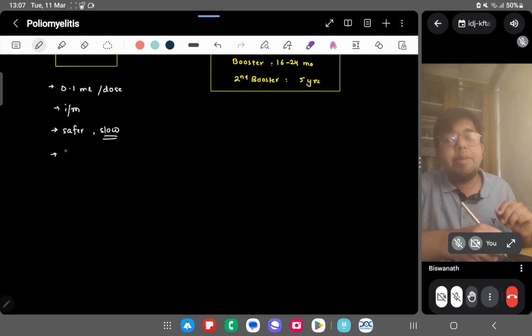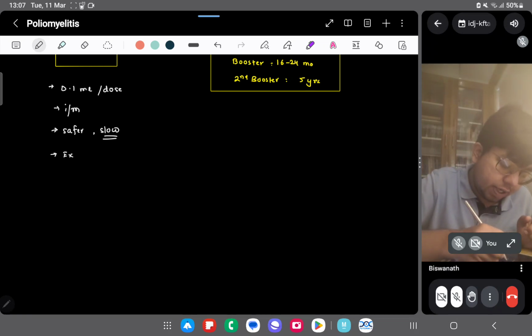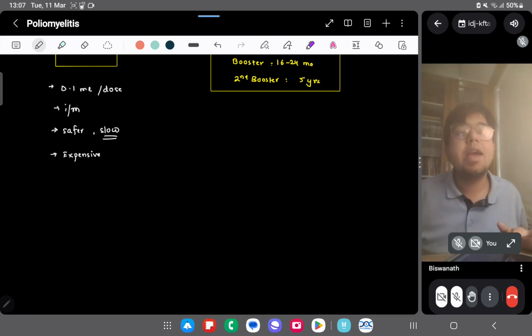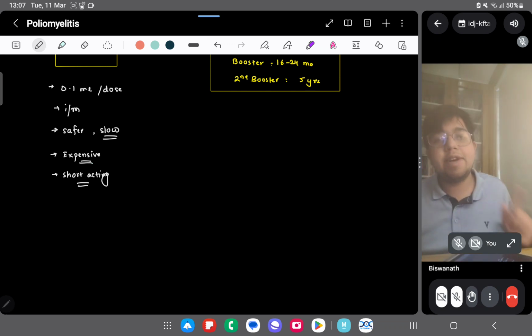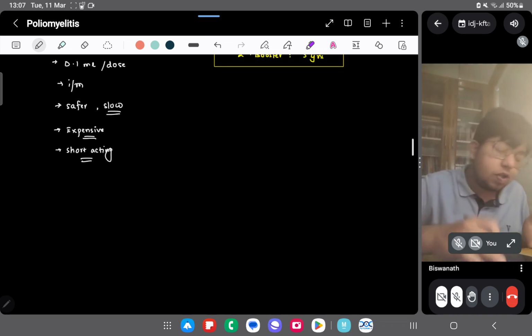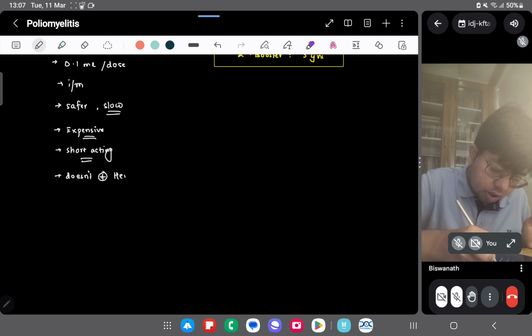But remember, this is expensive also. It's not cheap. And it is slow and short acting. So these are the disadvantages, but one advantage is that it is just safer. It also doesn't induce herd immunity.